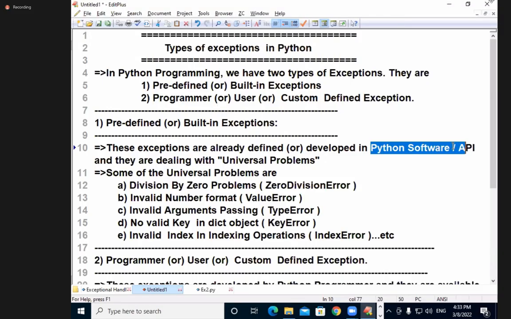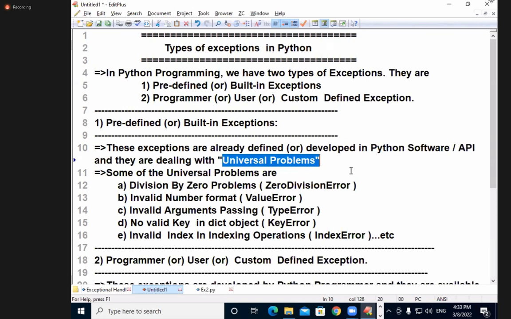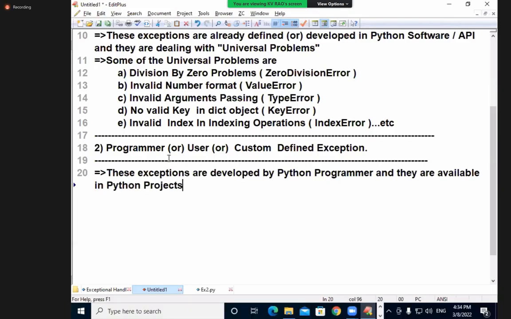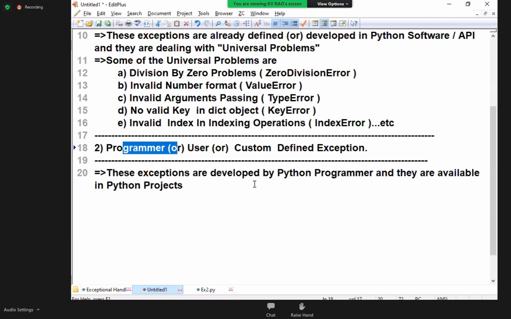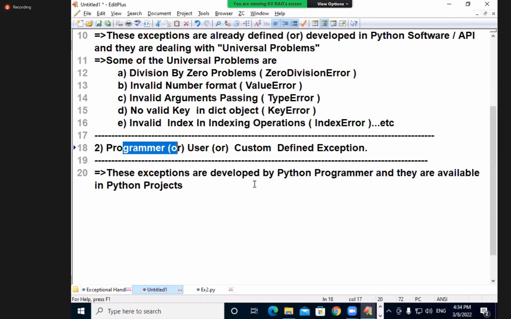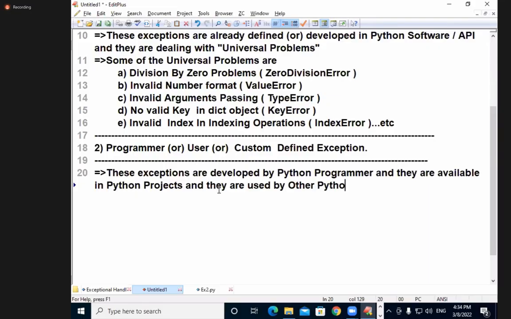Python software is going to deal with which problems? Everybody gets the problems you people are dealing with. But we are dealing with what is available in your Python projects, because these are your own exceptions. Suppose I am dealing with ATM project development. So for the ATM project development, what exceptions are required? I will develop them and make them available in my Python project only. And they are used by other Python programmers, that is nothing but team members. I am writing the uniform wording.